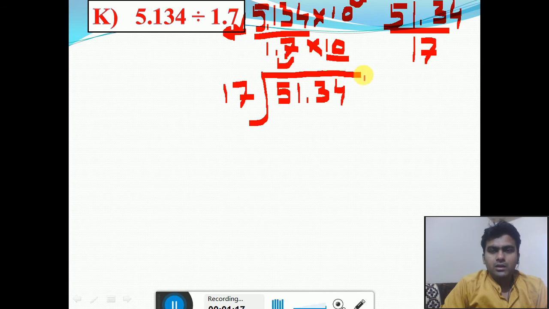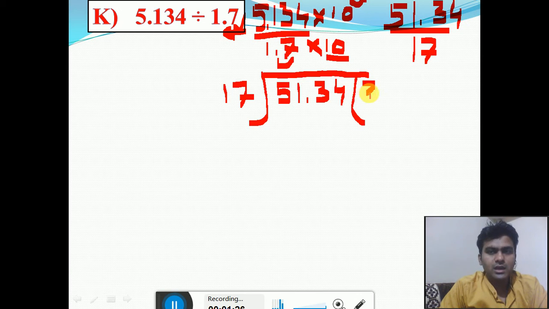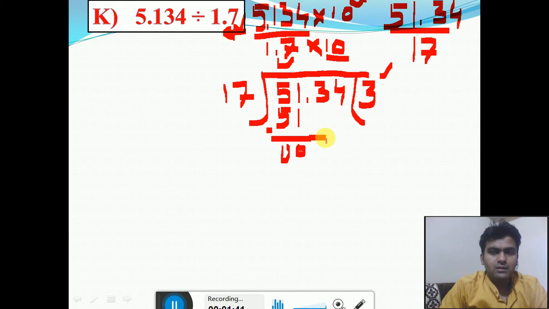If you know the table of 17, this 51 is not less than 17, and reading the table of 17, 17 threes are 51. So we write 51 here and 3 in the quotient, then subtract, and we get 0. Now what is the procedure? We have to take the next number, and if the number we are bringing down has a decimal point before it, we have to put the decimal point in our quotient, our answer, also. So we have put the decimal point here.